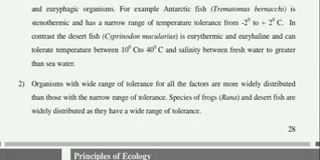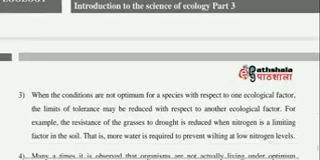Organisms with a wide range of tolerance for all the factors are more widely distributed than those with a narrow range of tolerance. Frog and desert fish are widely distributed as they have a wide range of tolerance.